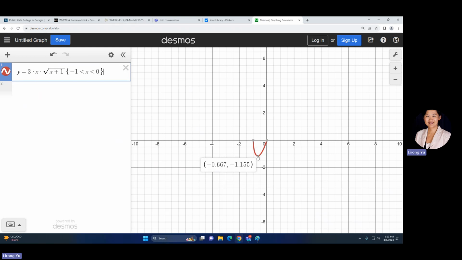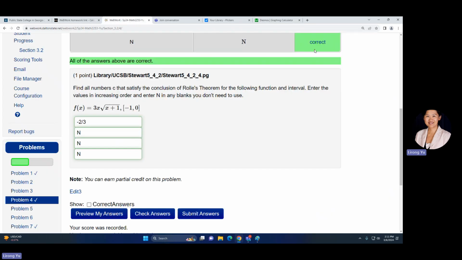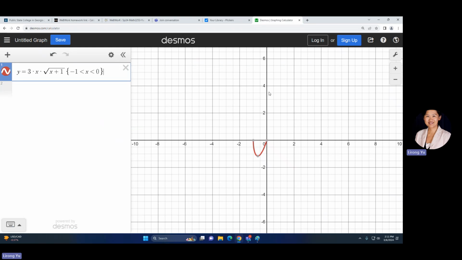You can see that horizontal tangent line. That's at the point of negative 2/3. That's where the tangent line is. So that kind of confirms the calculus that we did. And you know the answer is making sense when we see the picture. This would be 2/3? Negative 2/3. Yes.